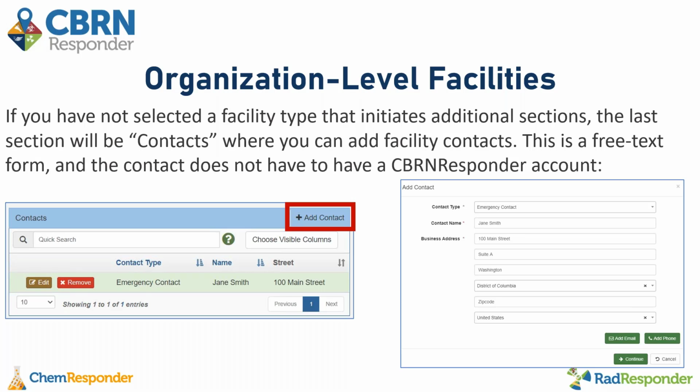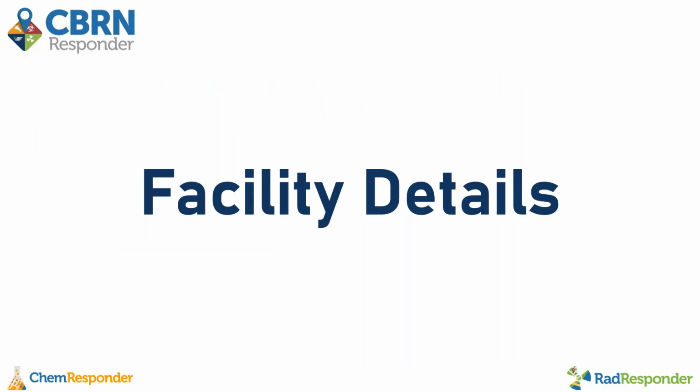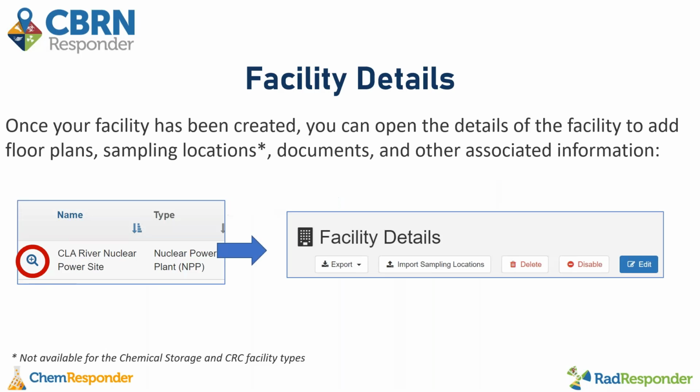So now I'm done filling out the organization level facility form. I'll click Save. And now my facility will appear on my organization's facility list. So next I want to discuss the facility details. While we did create a new facility and fill out all of the required fields, depending on the type of facility I have, or for additional rad types or chem, I can add additional information to my facility.